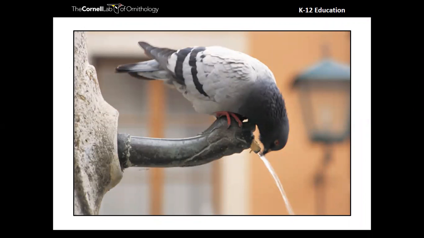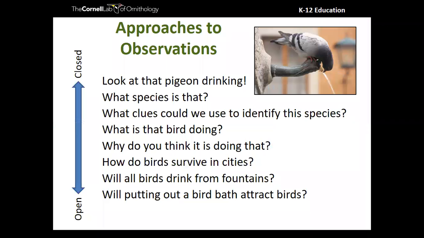So this image here, there's a lot of different ways you could approach this if you observed this with your students. So you might say, look at that pigeon drinking water. But what that does is you basically told the kids what they're seeing as a fact, and that kind of closes discussion around it. Whereas you could use a more open sort of question that is going to encourage students to make observations and make some conjectures about what they're seeing.